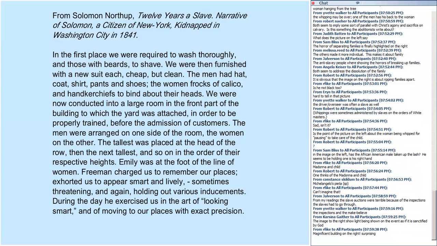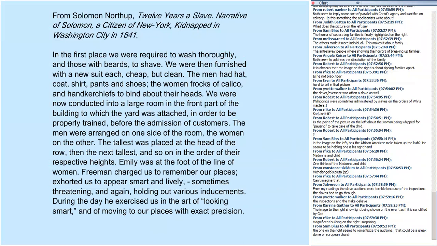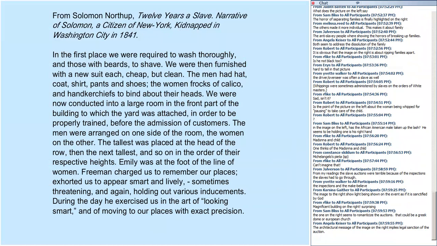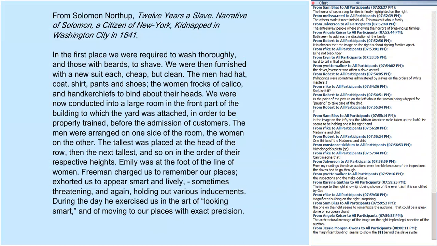So this from Solomon Northup, whose narrative is an amazing tale. He was a free black who was kidnapped and sold into slavery in 1841, and it took him 12 years to get to freedom again. He writes about his experiences, including being sold through a slave auction. He writes about washing thoroughly, being furnished with new clothing, and then, as you were talking about the inspections, conducted into a large room in the front part of the building in order to be properly trained, the men arranged on one side, the women on the other, Hollis placed at the head of the row and then put in height order, and then the owner threatening them unless they were practiced in the art of, quote, looking smart. They were made to move with exact precision.